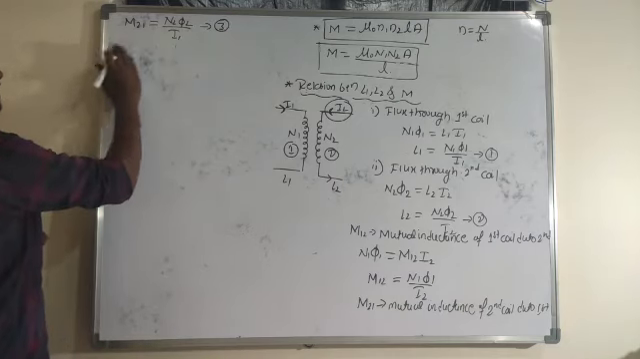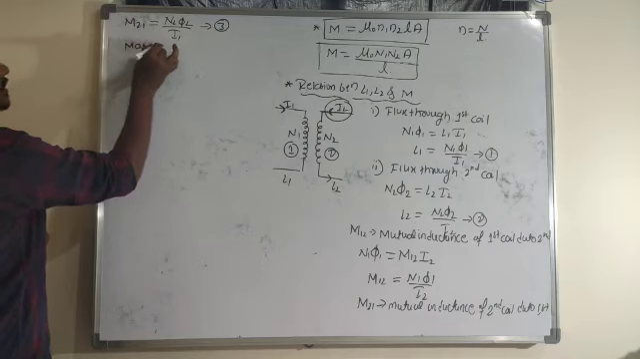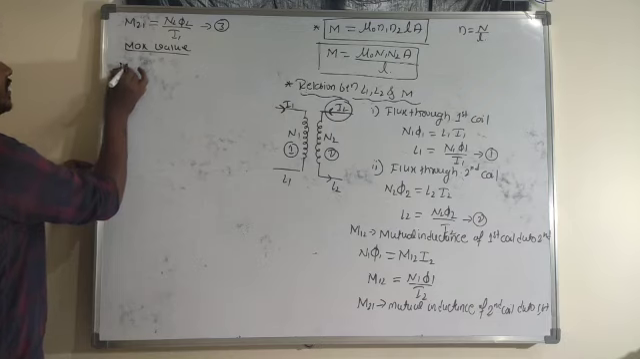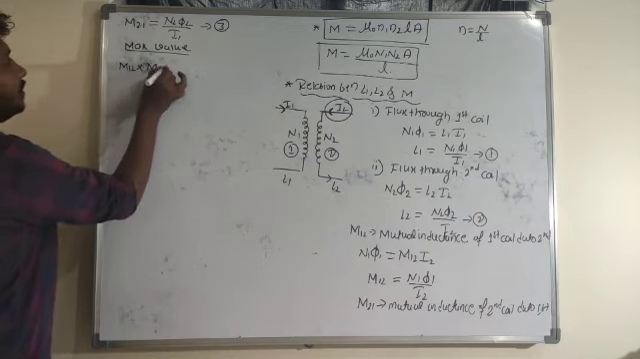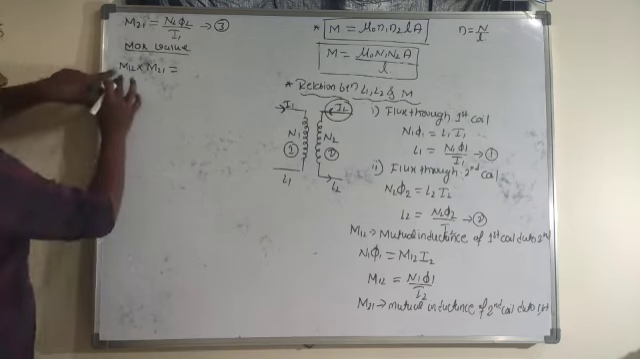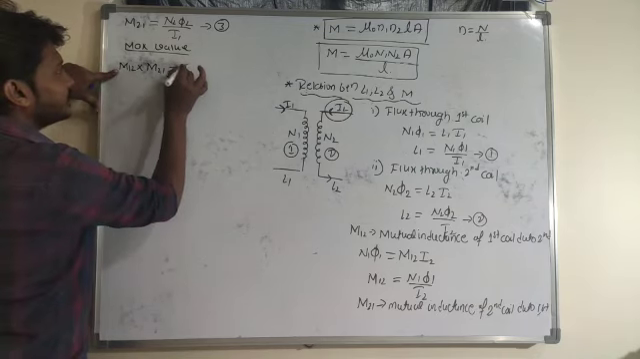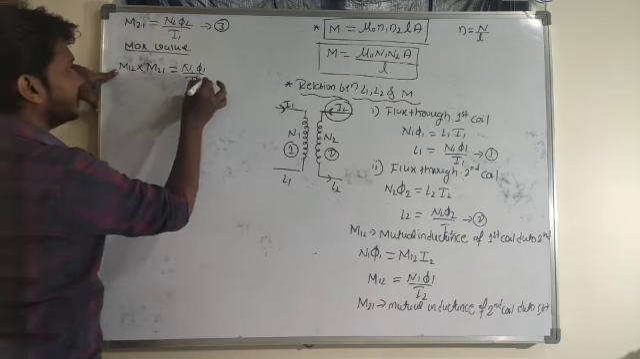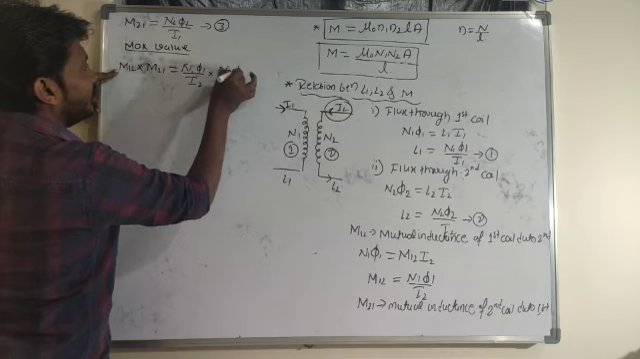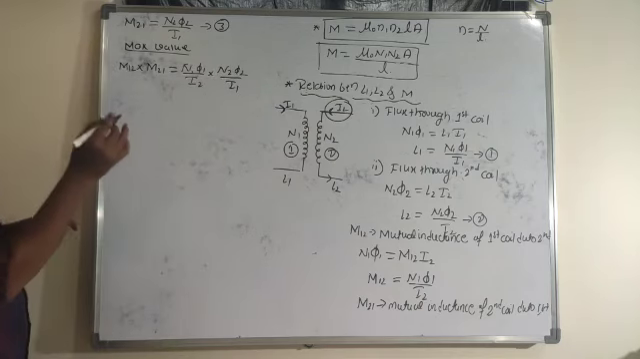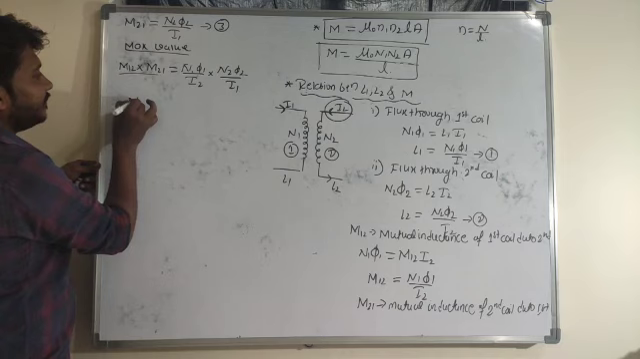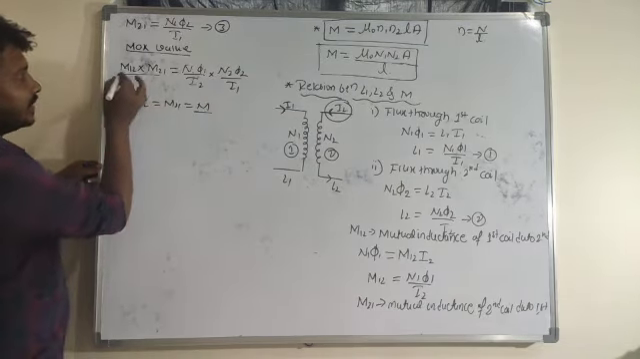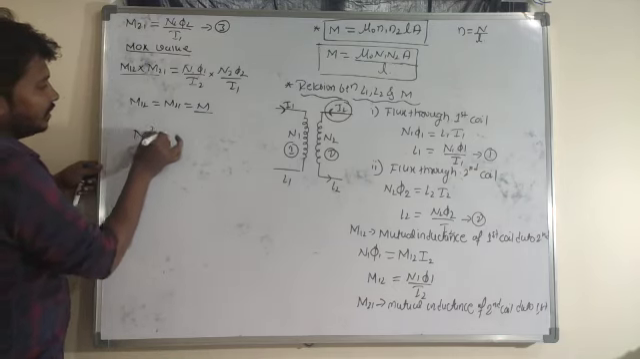So for the maximum value of mutual inductance, consider M of 1 to 2 into M of 2 to 1. Look at here, M of 1 to 2 is nothing but N1 phi 1 into I2 here, and M of 2 to 1 is N2 phi 2 into I1 here. Now look at here, for my consideration, M of 1 to 2 is equal to M of 2 to 1 and it is equal to M. So in general, we get M square here.